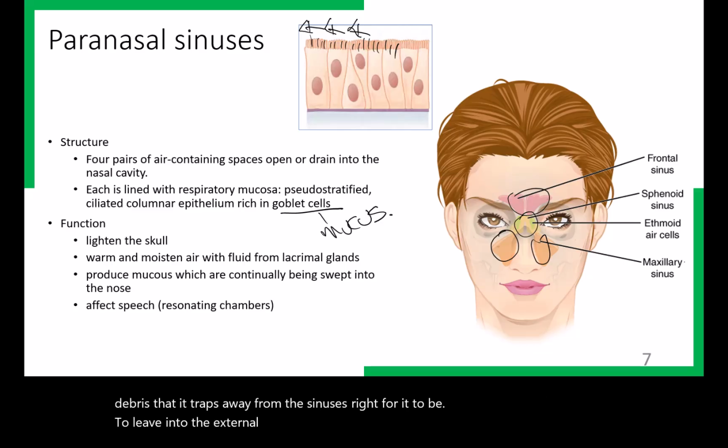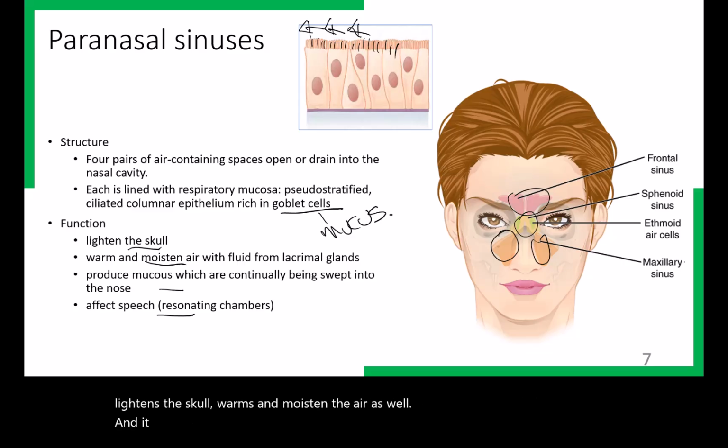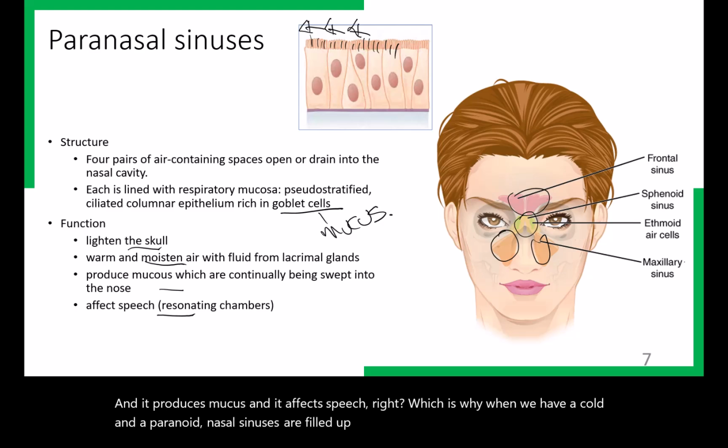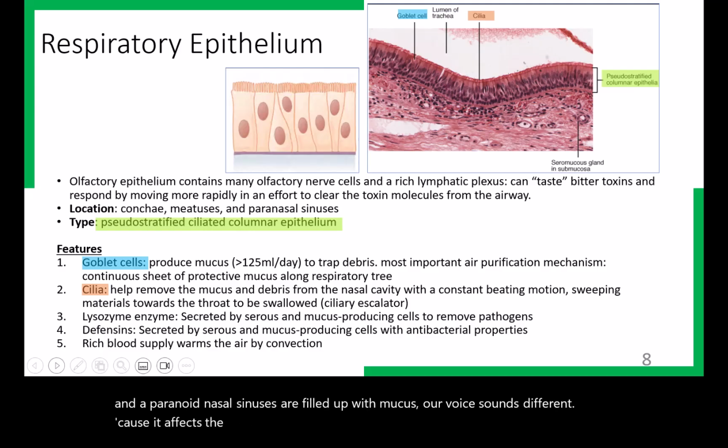So a few functions of the paranasal sinuses: it lightens the skull, warms and moistens the air as well, and it produces mucus, and it affects speech, right? Which is why when we have a cold and our paranasal sinuses are filled up with mucus, our voice sounds different, because it affects the resonance of our voice.